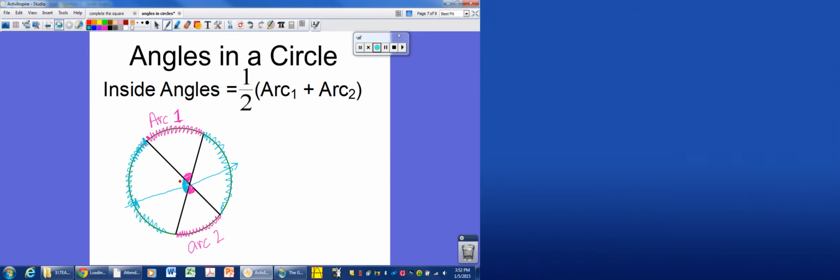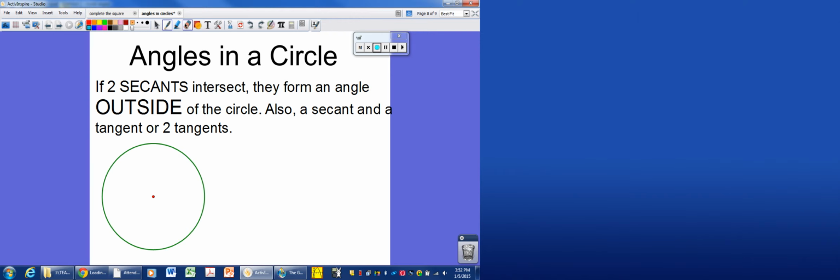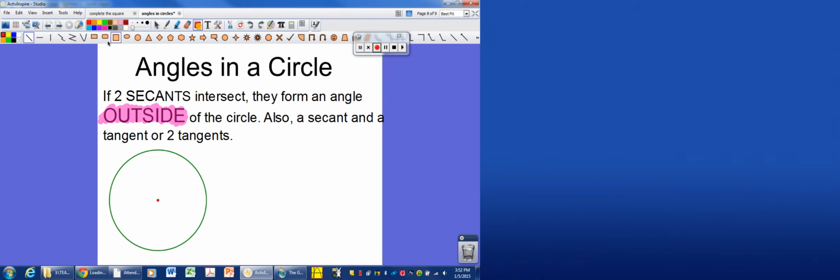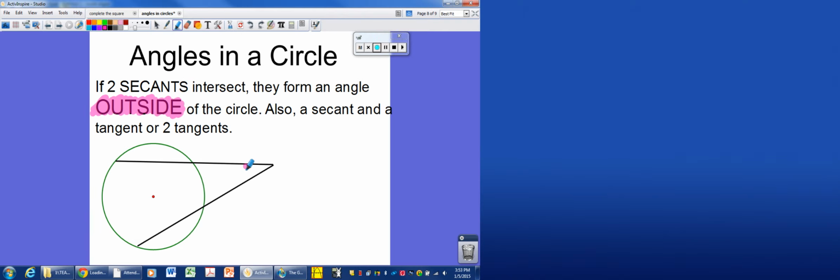And our last set of angles is called an outside angle. Of course, as you can guess, all of these will be formed outside of the circle. It's formed by three different types of things: either two secants, or a secant and a tangent, or two tangents. So let's just draw one of them. Here I have two secants, so a secant line extends through. So here we have ourselves an outside angle. This thing right here is the angle that we're talking about.